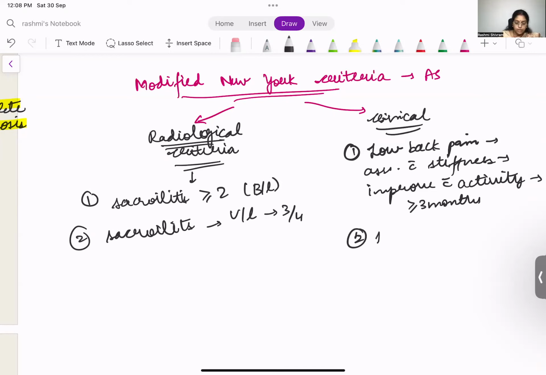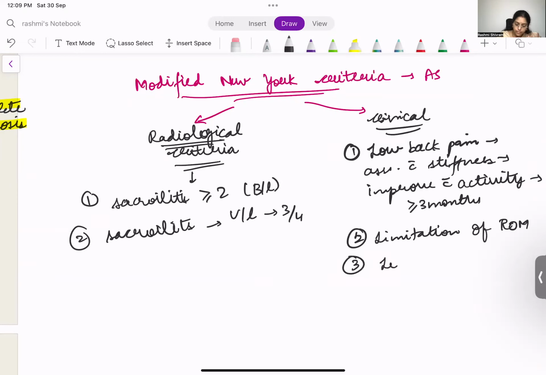So what is the second one? There should be limitation of range of movement. Not just pain, but there should be some amount of limitation of range of movement as well, especially the forward bending or the lateral bending. If this limitation of movement is there, then it comes under the criteria of ankylosing spondylitis.